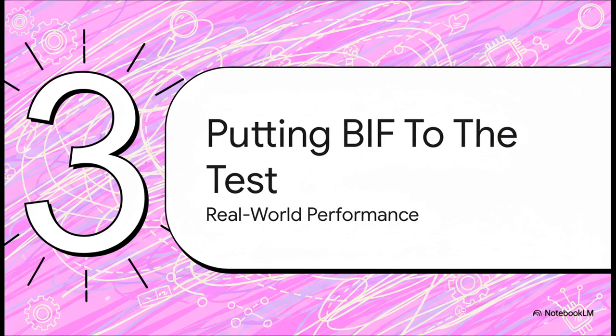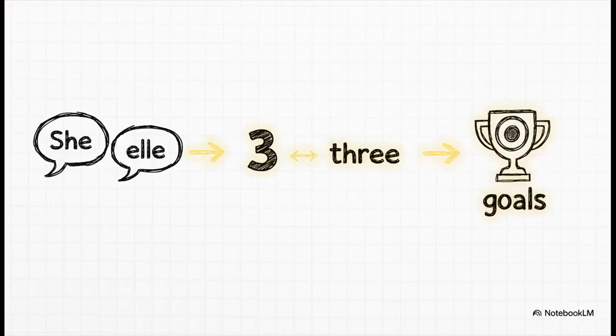Okay, that all sounds great on paper, right? But the real test, the only one that matters, is does it work in the wild? So let's see what happened when they put BIF in the ring against the current champion. And the answer is, oh yeah, it works. The results are kind of stunning, actually. Using BIF on a giant language model, they could find these hidden threads of logic. For example, it figured out that the model's idea of the word she was most influenced by seeing the French word elle in its training data. Same for the number 3 and the word three.